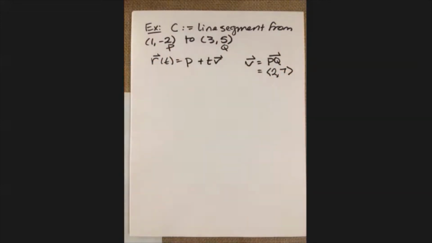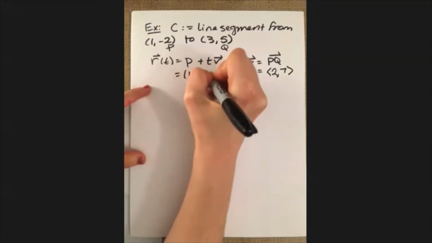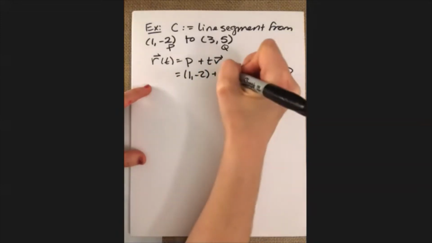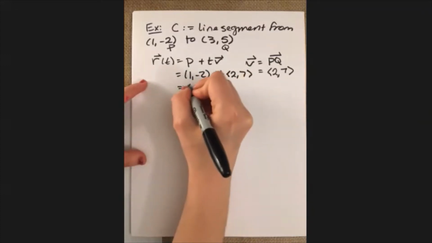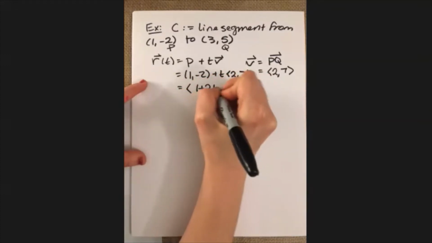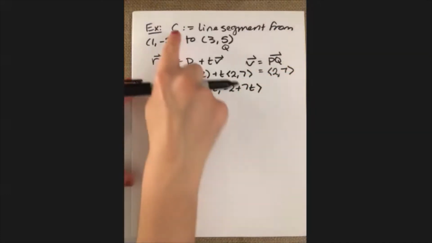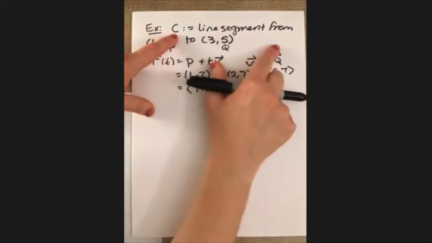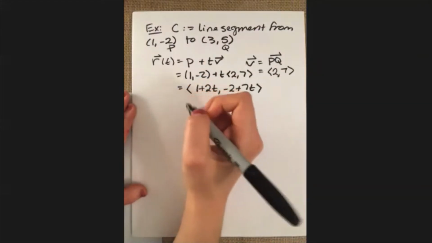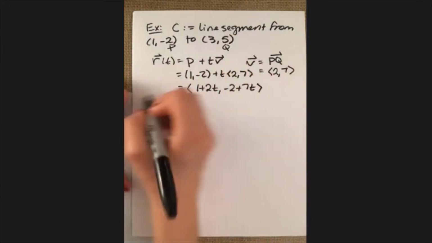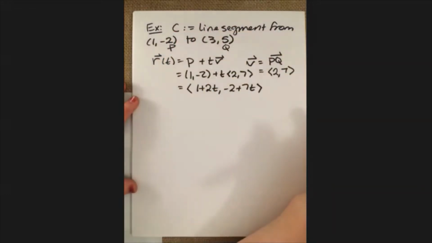Okay. So here, I just plug this information in. I'm going to get (1, -2) plus t times the vector (2, 7). And if I squish these together, I get 1 plus 2t and -2 plus 7t. So this is my parameterization for the curve C, but I only want this line segment to be going between these 2 points. And in order to do that, I put bounds on t that are between 0 and 1. This is really just what you're going to use anytime you're looking at a line segment that has been defined by 2 points.